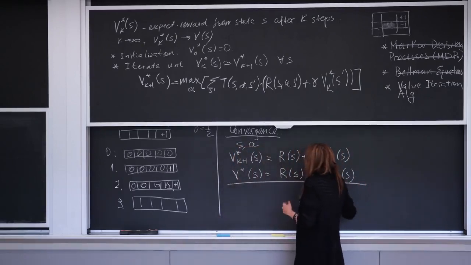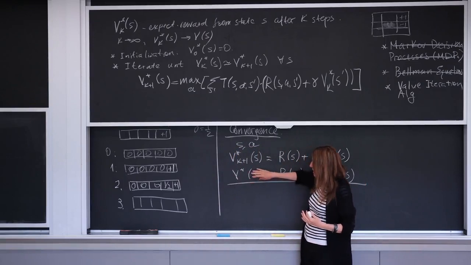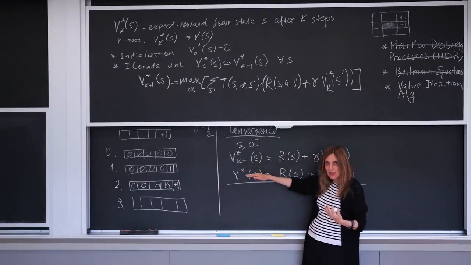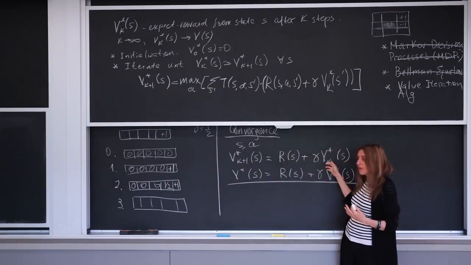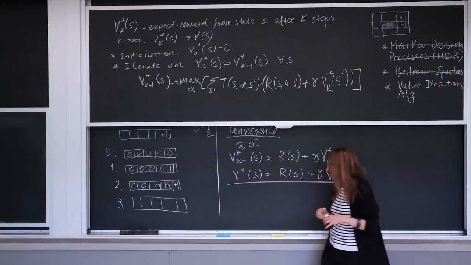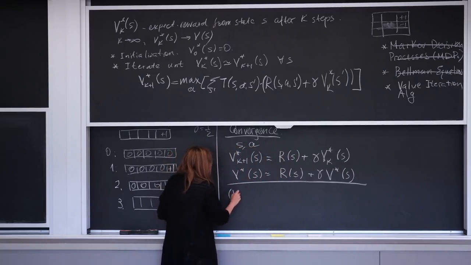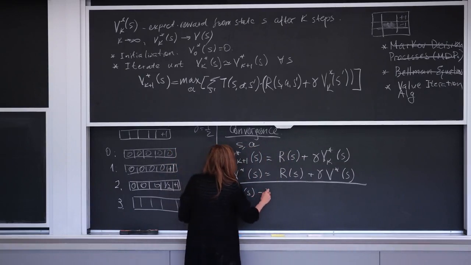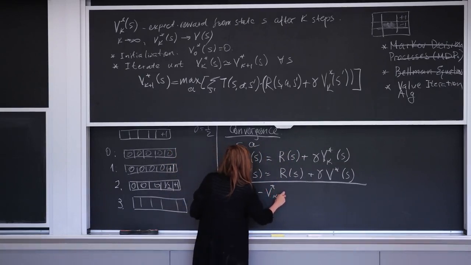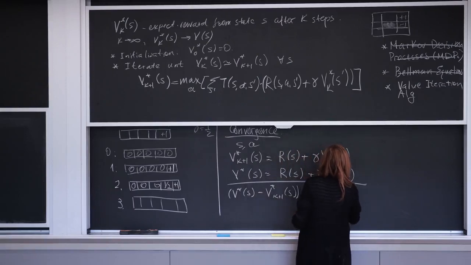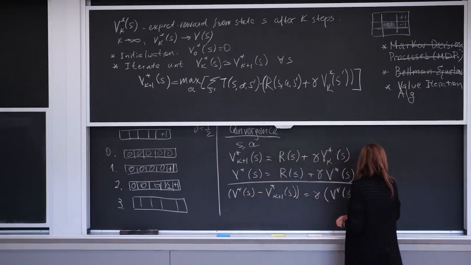So now I will subtract the converged value from the value in the k plus 1 iteration, and similarly the converged value from V k, and I will compare them. So what I'm going to do is actually take the first row and subtract it from the second. V star S minus V star k plus 1 S equals gamma times V star S minus V star k S.